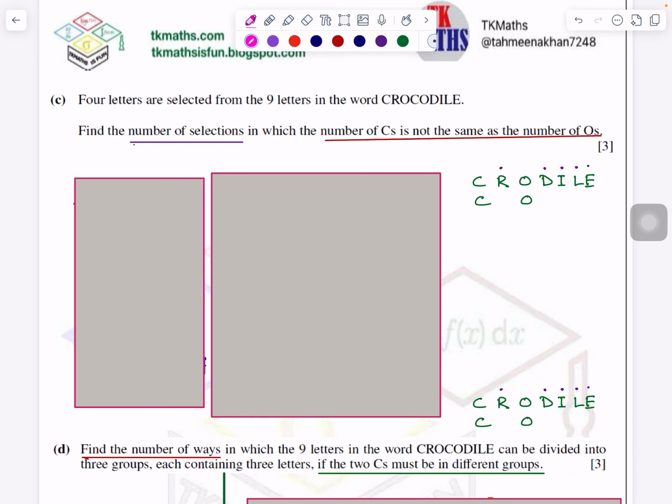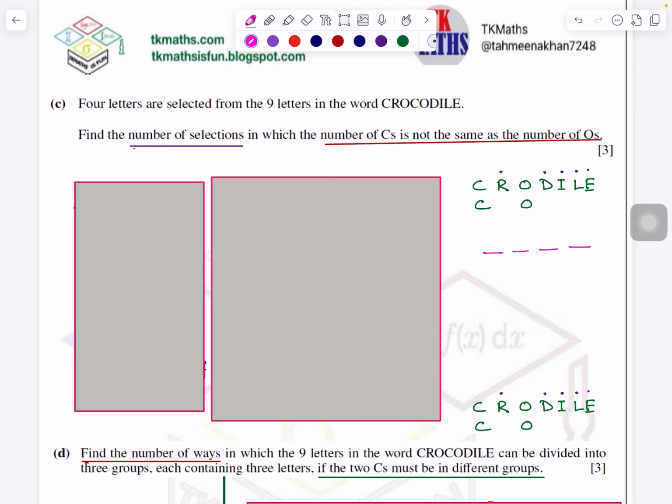Let's see part C. 4 letters are selected. Now you are selecting 4 letters: 1, 2, 3, 4 letters. Find the number of selections in which the number of C is not the same as the number of O.